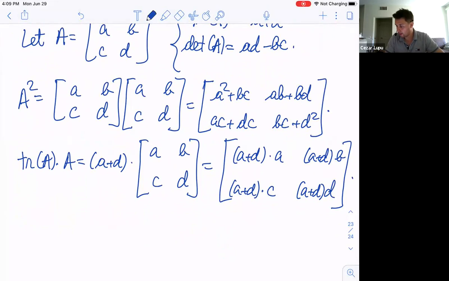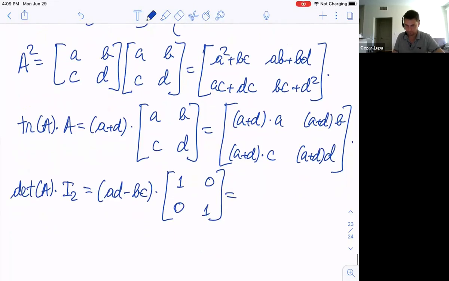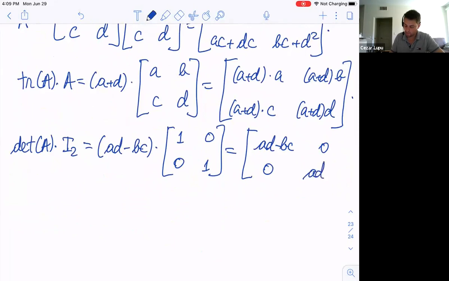Now, the only thing that's left for us is to see who is the determinant of A times the identity. So the determinant of A is ad minus bc. Again, it's a scalar, and the identity matrix is nothing else than (1, 0; 0, 1). Keep in mind that this is how the identity matrix looks. All right, so let's multiply this. If we multiply, this will be (ad minus bc, 0; 0, ad minus bc).